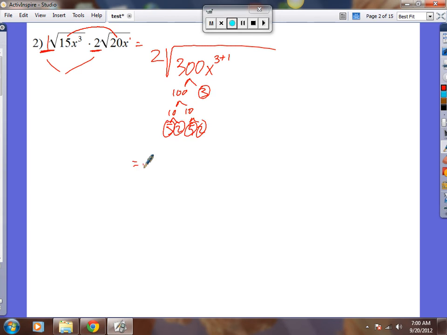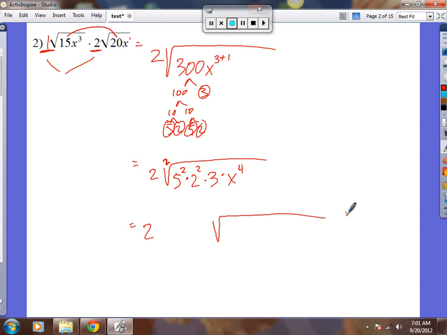So move number 2. On the outside I've got 2. On the inside, let's see, how many 5's do I have? I've got 5 squared times 2 squared times 3 times x to the 4. And the index, there is no number, so it's understood to be a square root. So that's a 2. So I can pull out in groups of 2. So now my last step, on the outside I've got a 2. Let's see if we can pull some things out. I can pull them out in groups of 2.